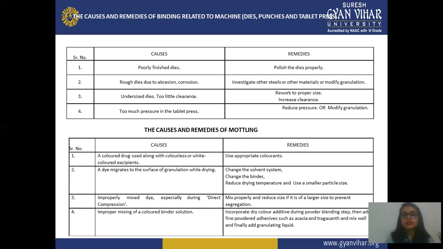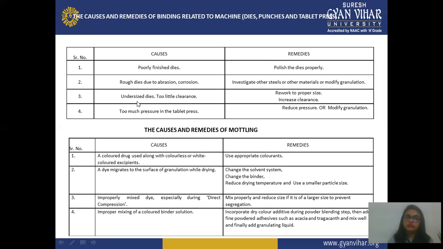Next is maybe problem during machine or die and punches. The first is a poorly finished die. In this, polish the die properly, as a rough die may cause abrasion or corrosion. To overcome this abrasion and corrosion, investigate another listed material and modify the granulation technique.